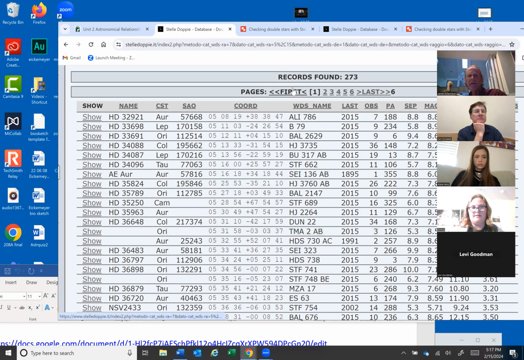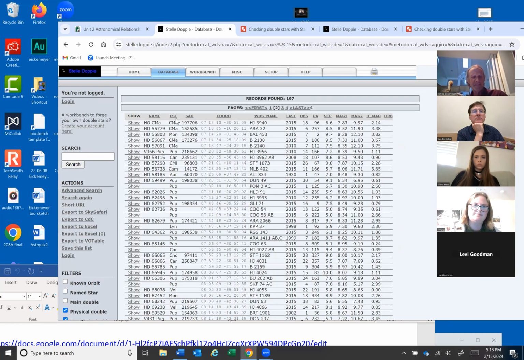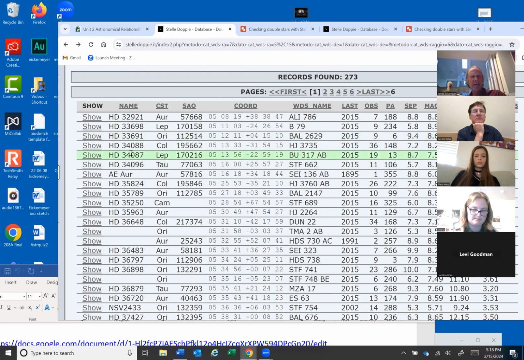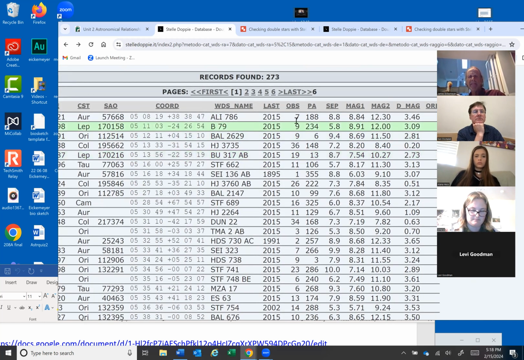These are our pages. So this is page 1. So we've got different pages here. Now let's just go back. That last thing. So let's just take a look. Here we've got the last observation. And the next one over is the number of observations.